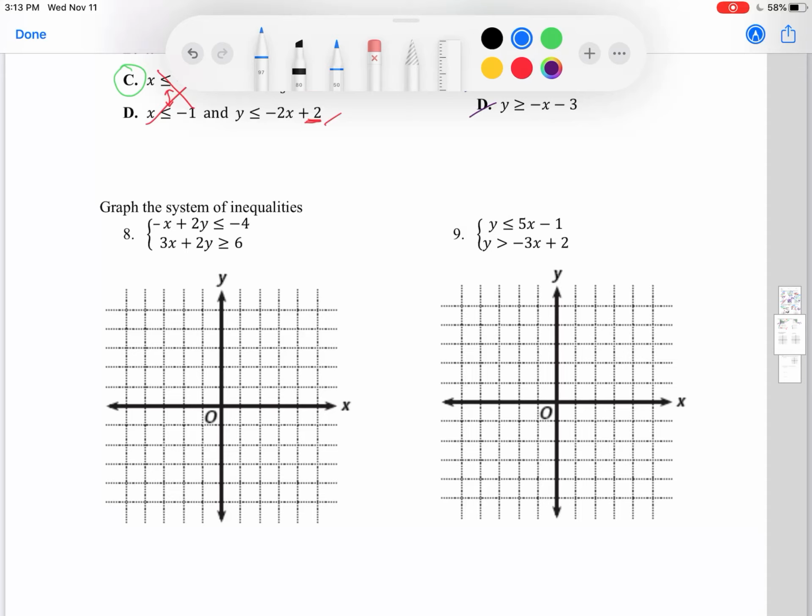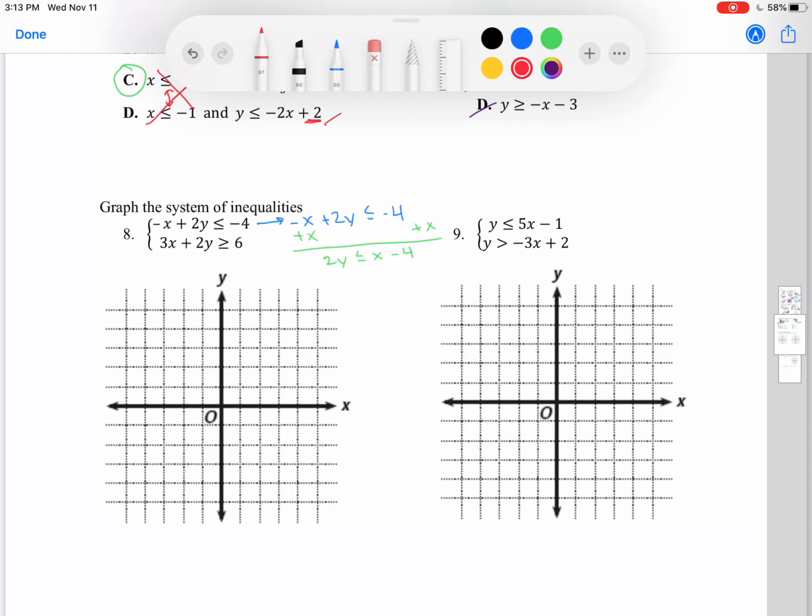For questions 8 and 9. Alright, 8 we have to do a little bit of work. Question 9 is actually already in slope-intercept form for us, so that is nice. That will also be the case on the test. They should also be in slope-intercept form. You shouldn't have to worry about changing anything. But we'll get that some practice in some more.